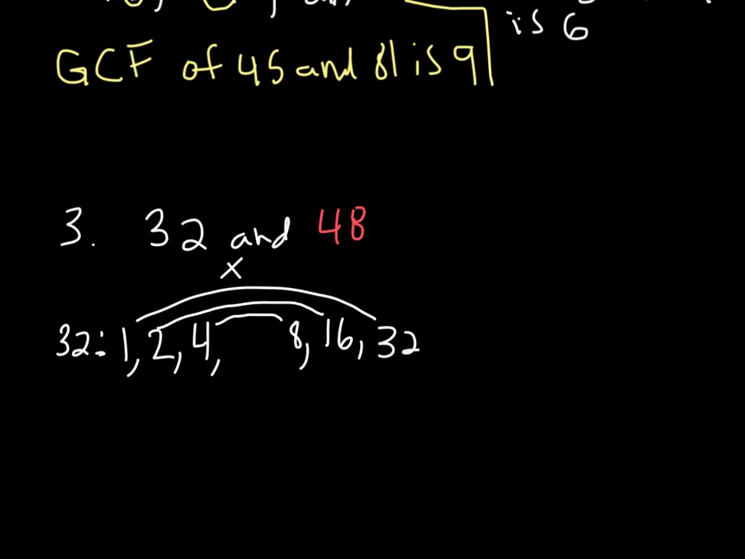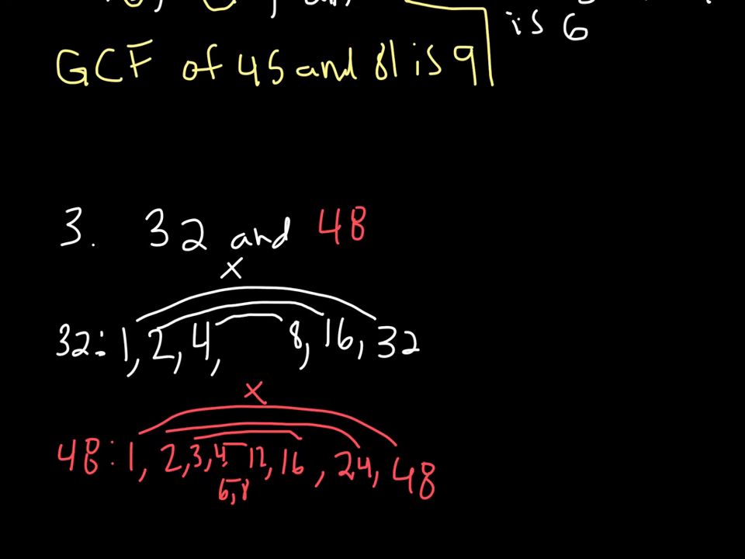Alright, let's try 48. I kind of ran out of room here, but for 48, you should have gotten factors of 1, 2, 3, 4, 6, 8, 12, 16, 24, and 48.